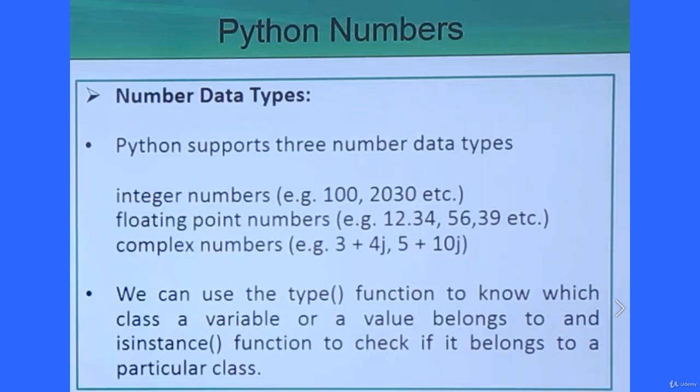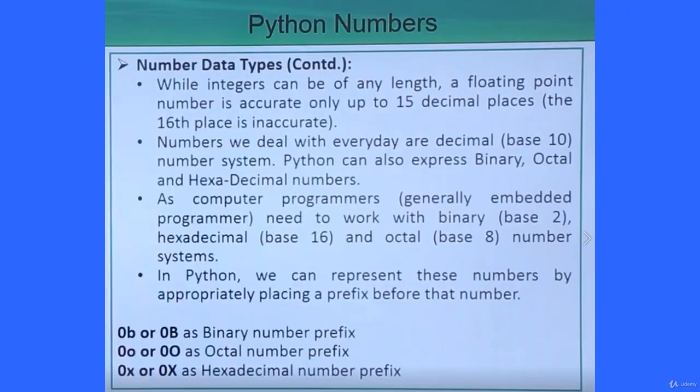We can use the type function to know which class a variable or a value belongs to, and the isinstance function to check whether it belongs to a particular class or not. So we have two functions: one is type, which will tell the type, and the other is isinstance, which will tell whether this particular variable is of that type or not. While integers can be of any length, a floating point number is accurate only up to 15 decimal places. That is, the 16th decimal place will be incorrect. So that is the precision we have for floating point numbers, but integers can be of any length.